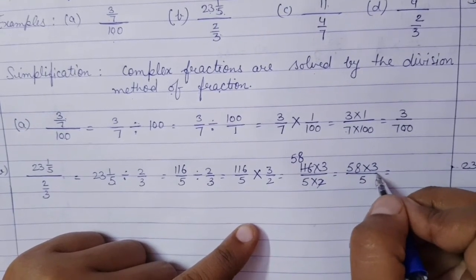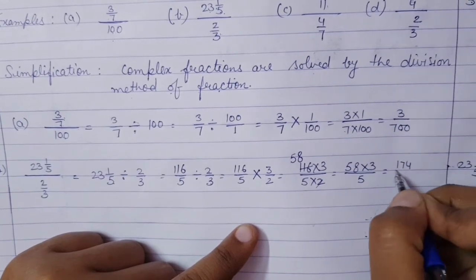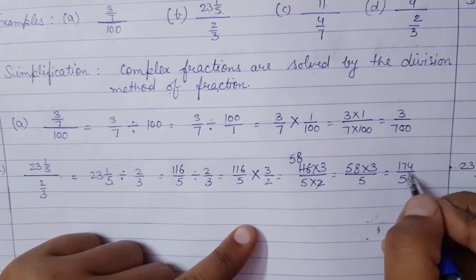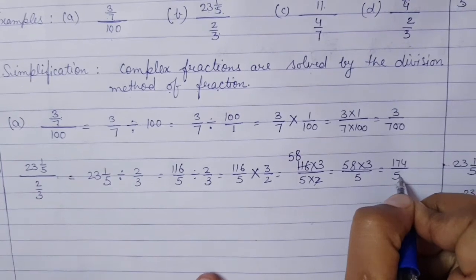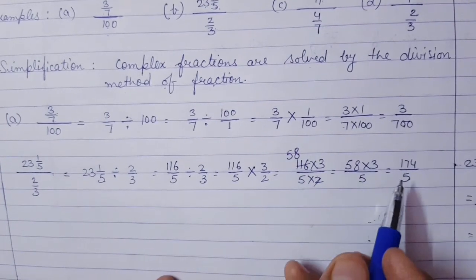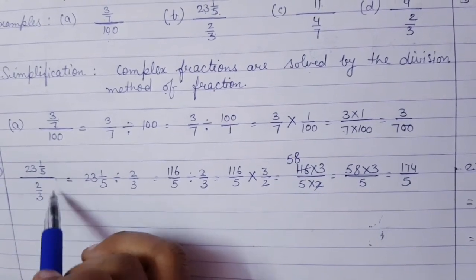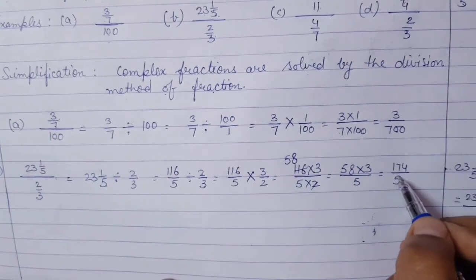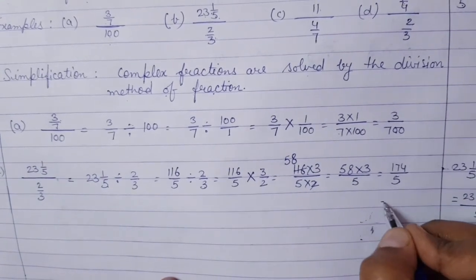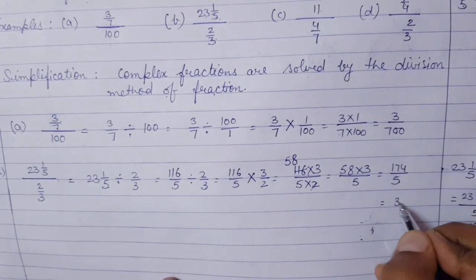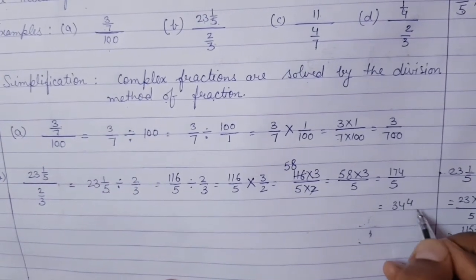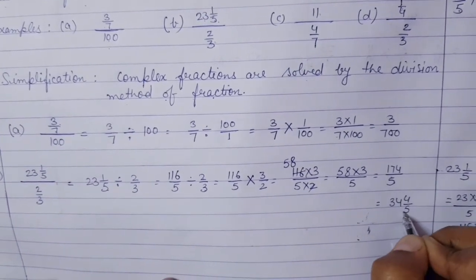58 into 3 is 174 divided by 5. So 174 upon 5 is the solution for this complex fraction. You can convert it into a mixed fraction, and if you convert, then its mixed fraction will be 34 4 upon 5.